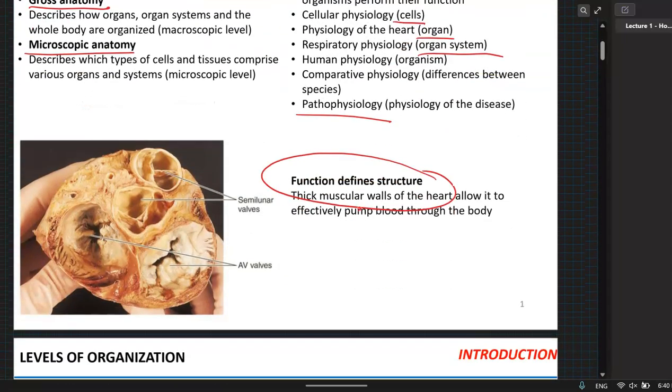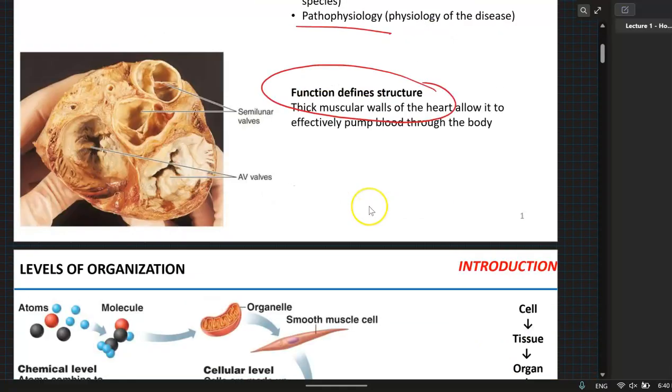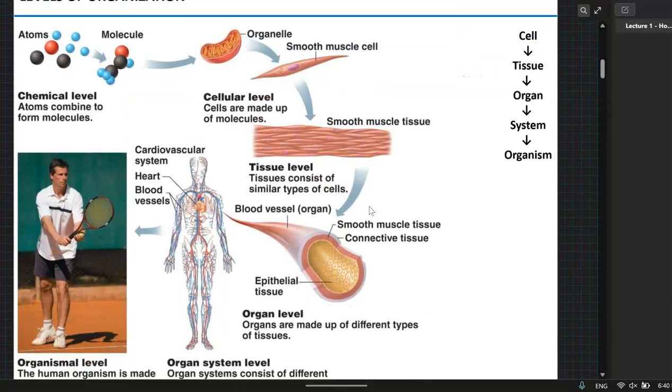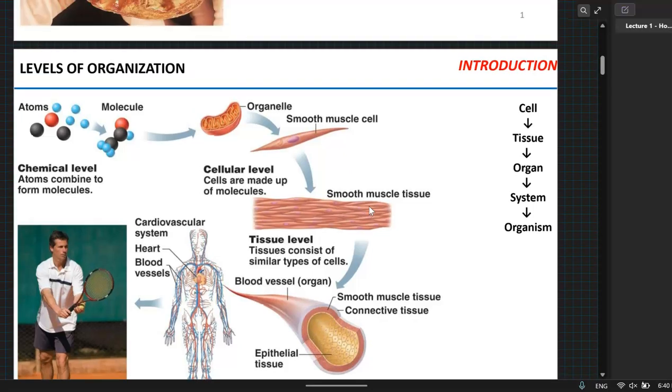Does that make sense? You should be able to understand how the structure and the function in a particular example are connected. Like our skin is dry and that creates a perfect barrier. Our heart is muscular and thick because it needs to pump blood. Okay? So now in terms of the levels of organization, these are the levels that I can ask you.